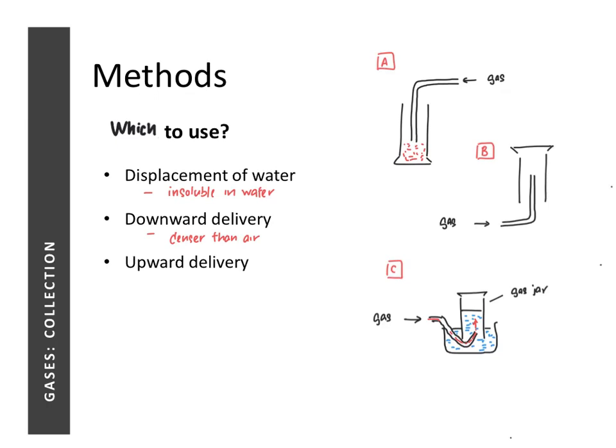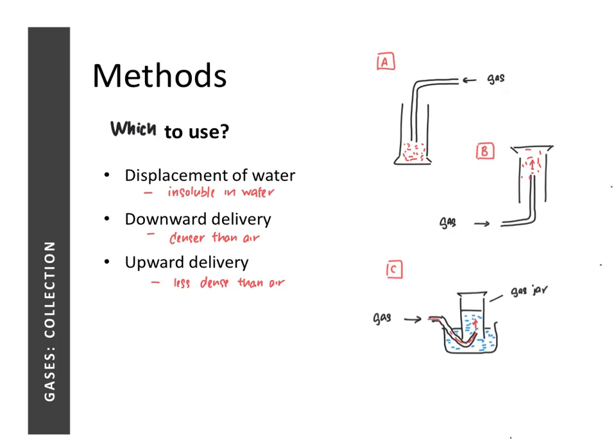For upward delivery, the gas is being delivered upwards, so it's used for gases that are less dense than air. Because it's less dense than air, it floats, so it remains in the container for an extended period of time. For this slide, we need to learn this: displacement of water is for insoluble gases. For soluble gases, we need to use downward delivery if it's denser than air, or upward delivery if it's less dense than air.